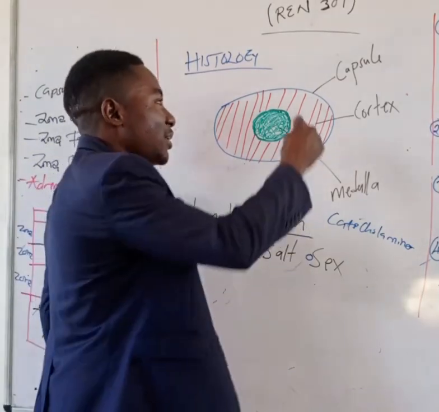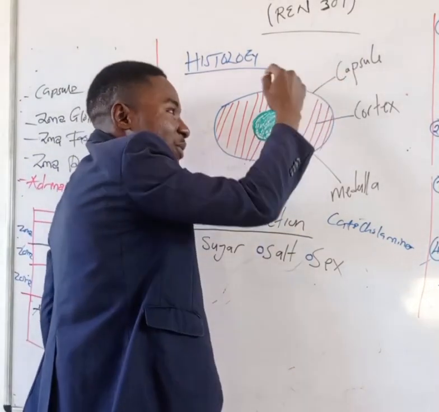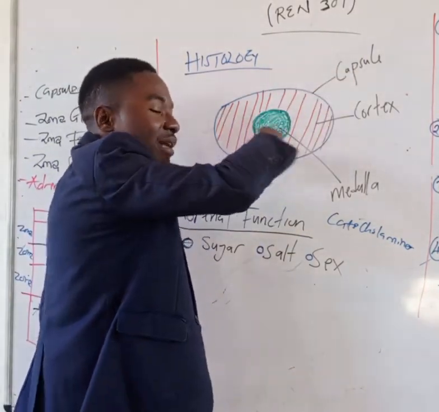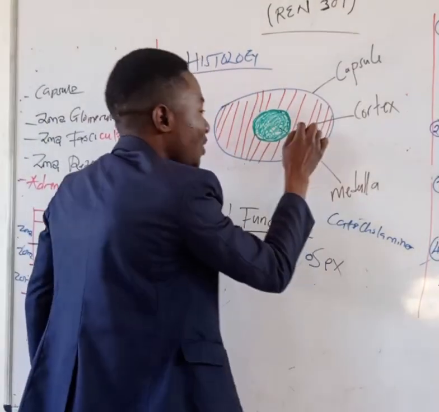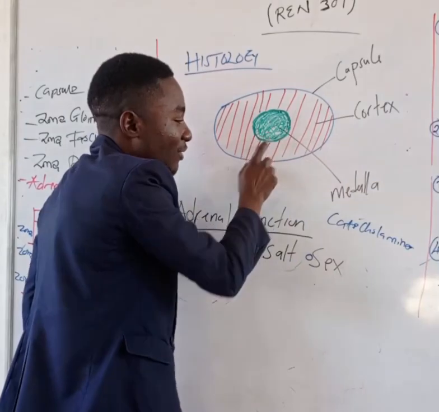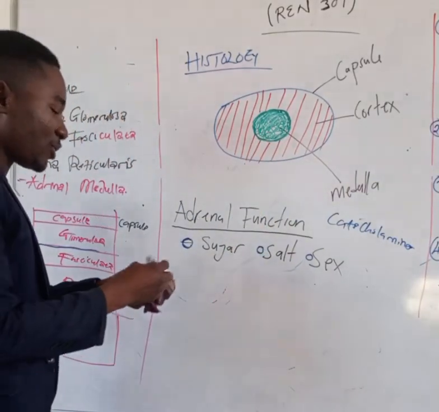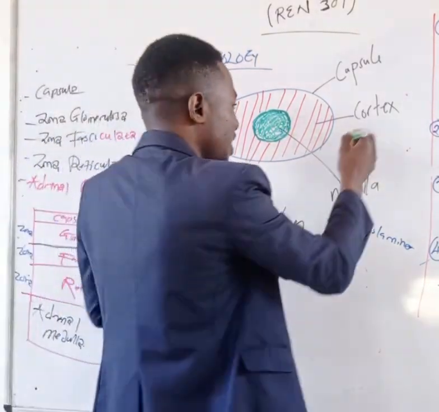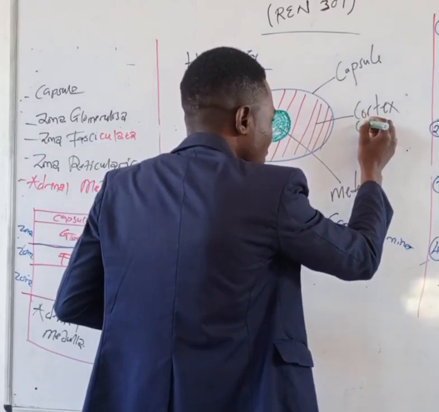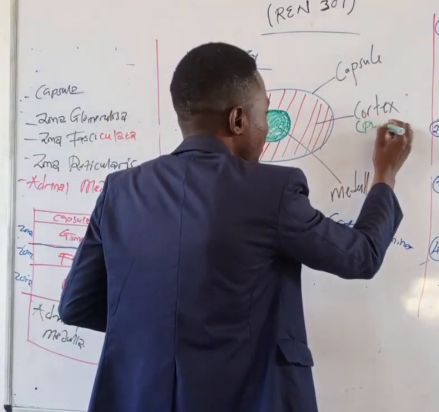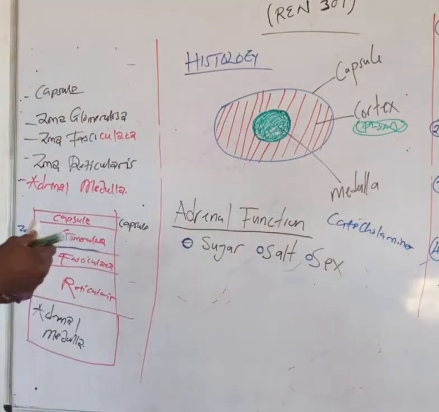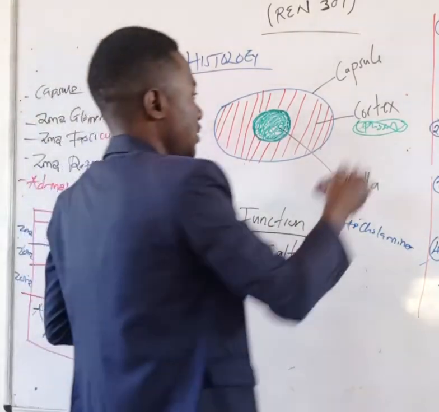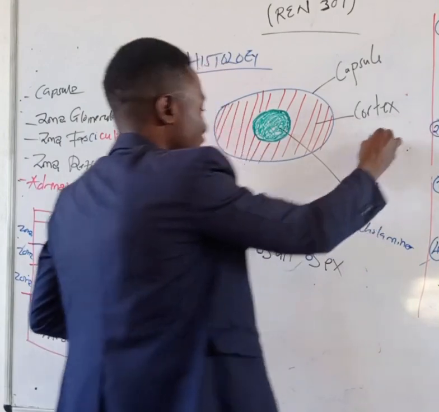Number one, this is not considered a structure, but it's a covering that is covering the entire suprarenal gland. After that covering, when you remove it, you have the cortex. Then after the cortex, you have the medulla. So now we'll start by talking about the cortex, because we need to know the physiology of the cortex. So how are we going to know the physiology of the cortex? It's simple and straightforward, guys.